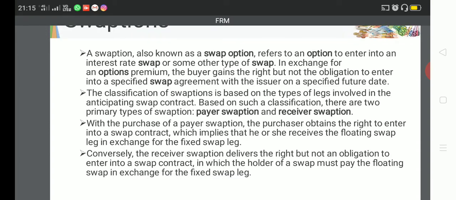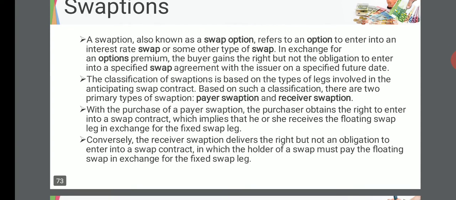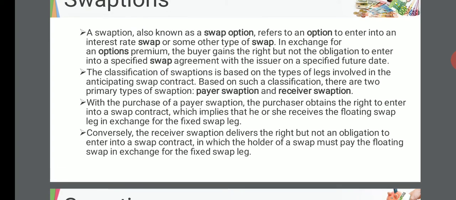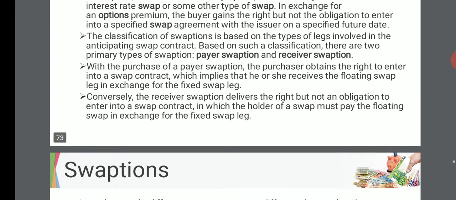The classification of swaptions is based on the type of legs involved in the anticipated swap contract. Based on such a classification, there are two primary types of swaptions: payer swaption and receiver swaption. With a payer swaption, the purchaser obtains the right to enter into a contract in which he or she receives a floating swap leg in exchange for a fixed swap leg. Conversely, the receiver swaption delivers the right but not an obligation to enter into a swap contract in which the holder of the swap must pay the floating swap leg in exchange for the fixed swap leg.